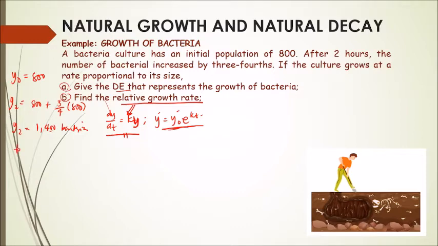So, to find k, use the given parameters. It's not literally a parameter, but the values given that we can substitute to find k. Now, y is 1,400 at 2. So, 1,400 is equal to y sub 0, which is 800, times e raised to the k times 2. The t is 2 hours.